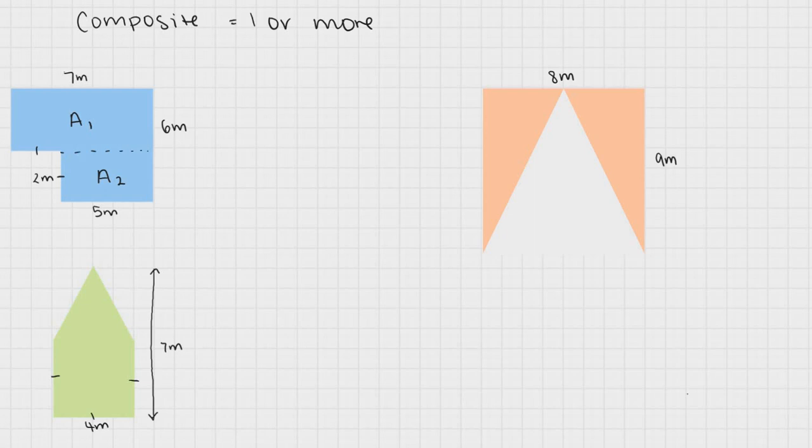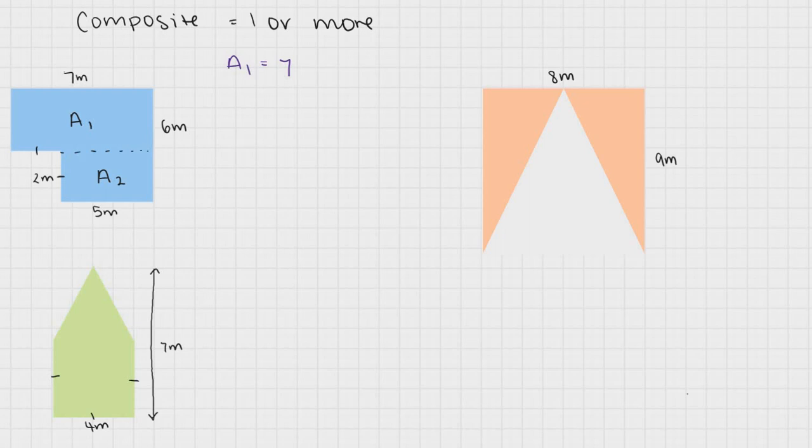So from what we can see, I've got two rectangles there and I'm going to call them A1 and A2. Once you've found those two shapes, we're just going to add our totals together to get the total area for the composite shape. Okay. So that first rectangle there, A1, has a length of 7, and then we just have to figure out what the width is.